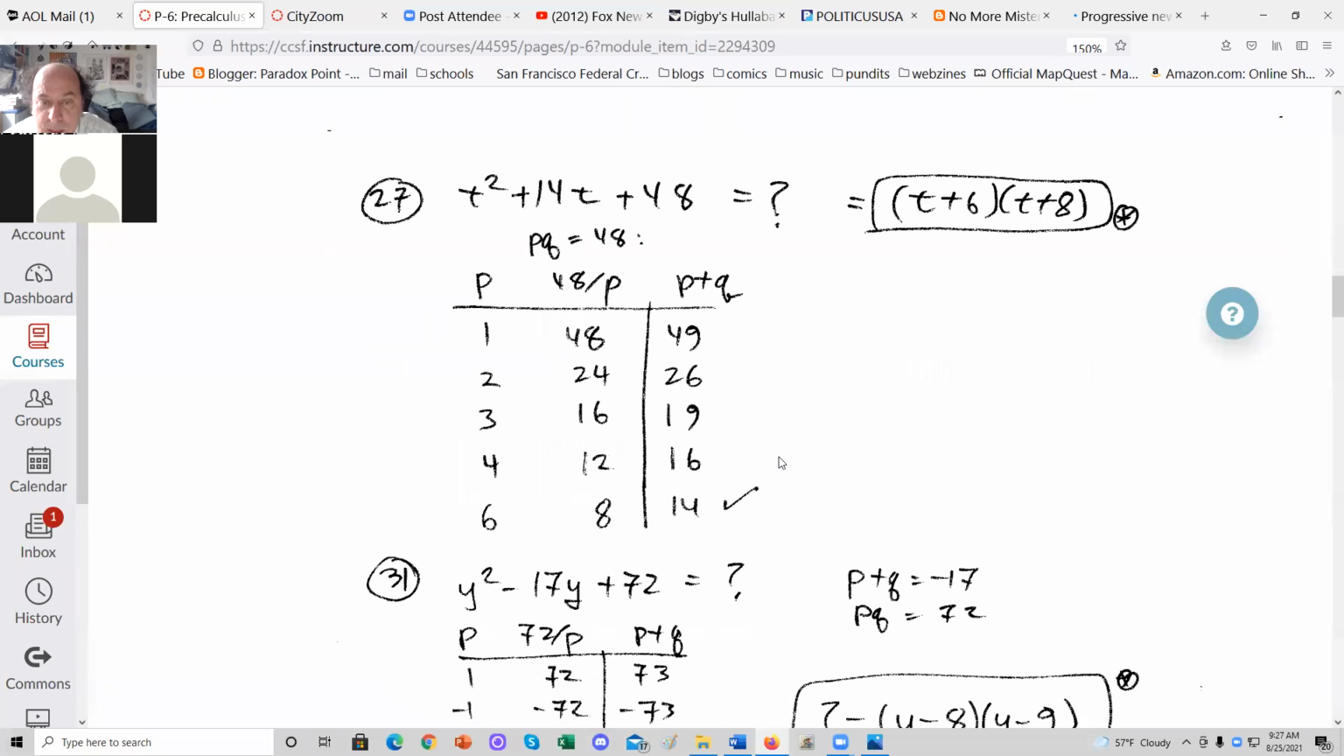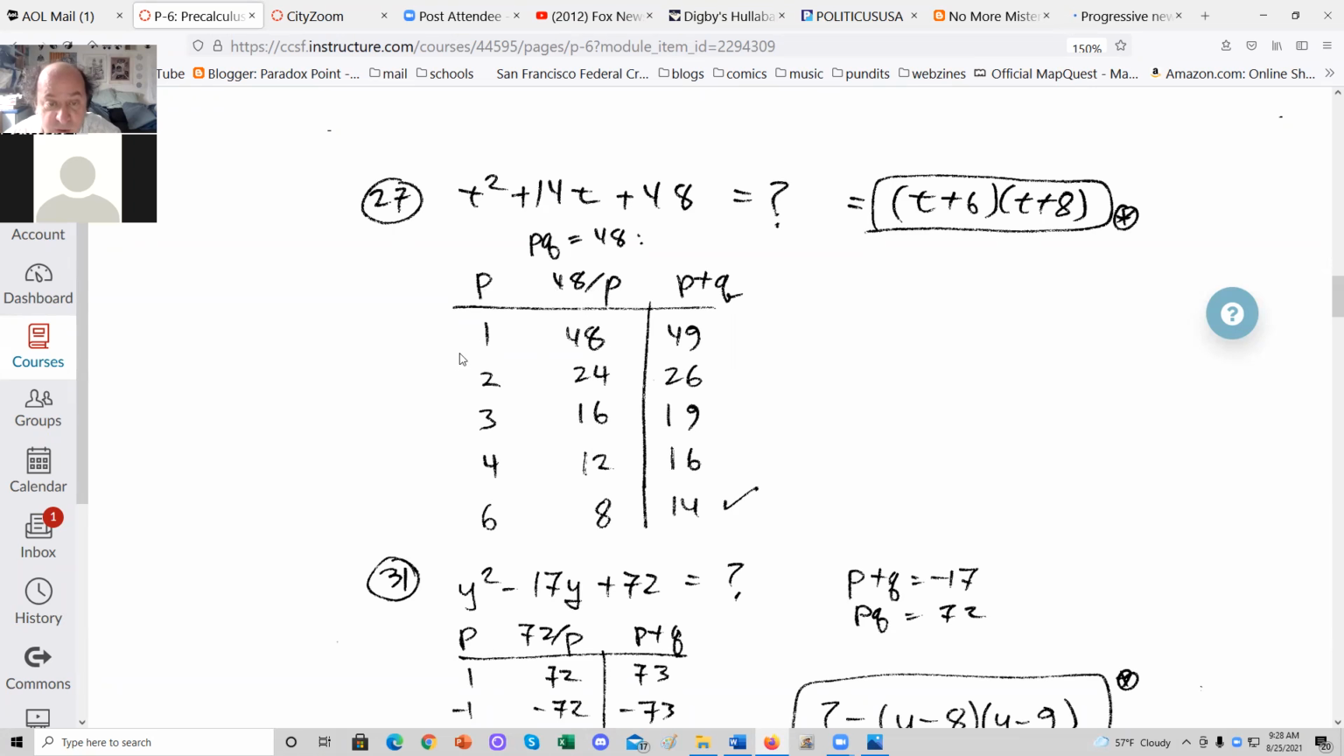Here's t squared plus 14t plus 48. Their product has to be 48. Their sum has to be 14. Whatever P is, Q should be 48 over P. And we check their sum.